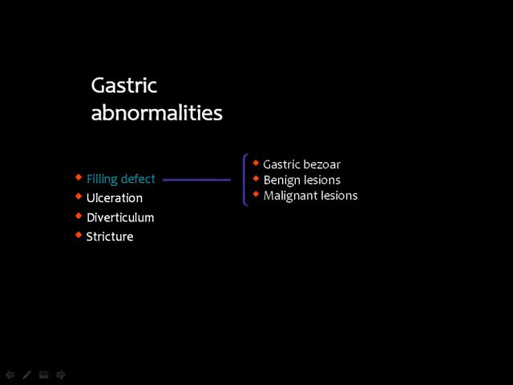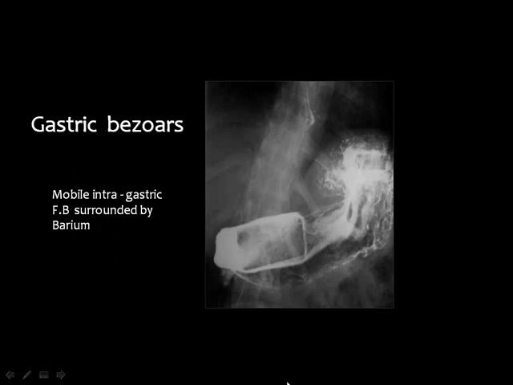Then we come to the filling defects, and they are usually due to benign or malignant lesions and also due to foreign bodies, which are known as gastric bezoars. And this is an example of a gastric bezoar where you can see a foreign body in the stomach. Can you predict the nature of this foreign body?